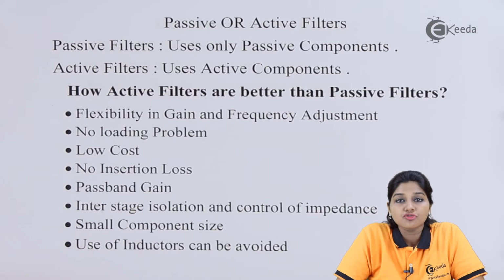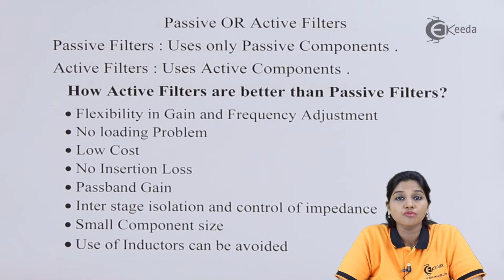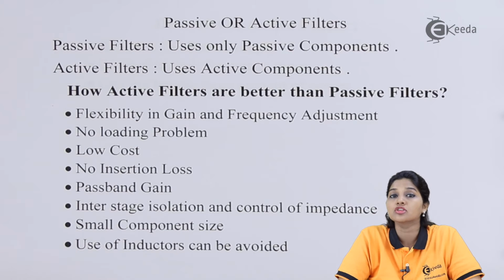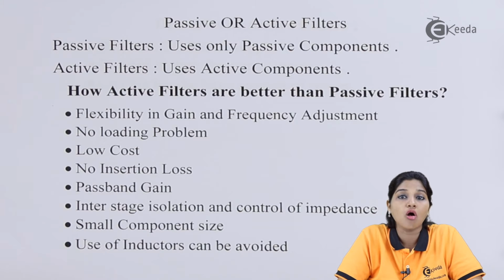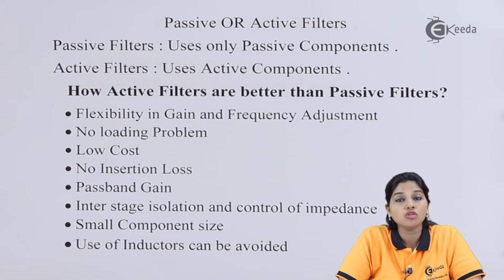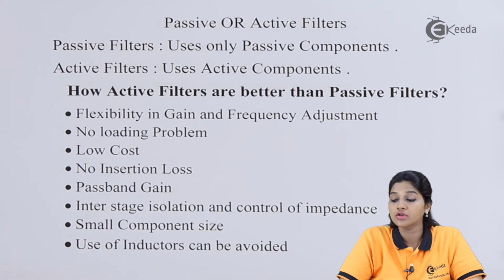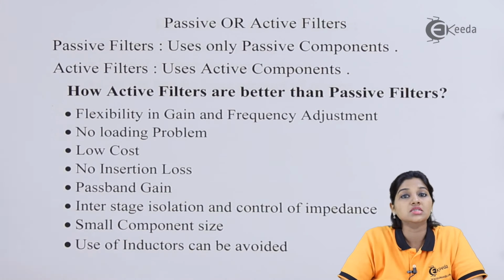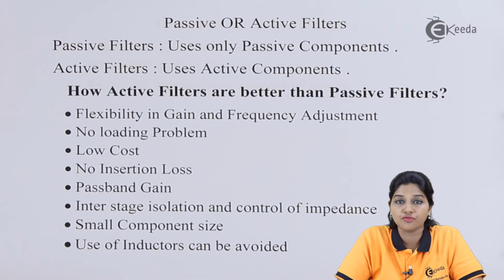Also, in case of a passive filter, the gain gets attenuated in the pass band, which is not the case in an active filter as we are using an op-amp as a major element. Also, it is very easy to tune active filters as compared to passive filters. Therefore, in case of an active filter, frequency adjustment is easily possible as compared to a passive filter.